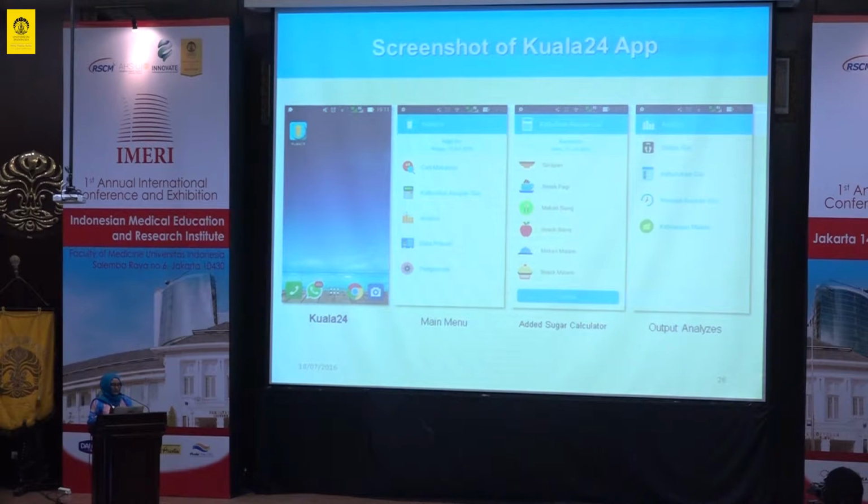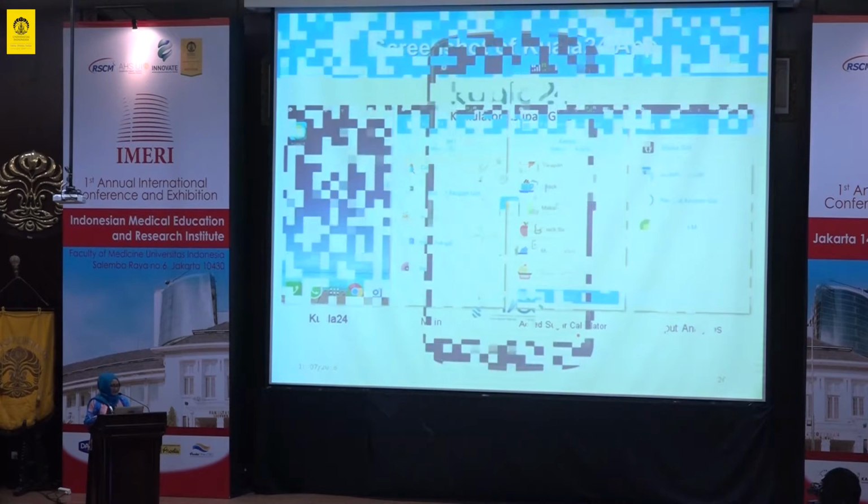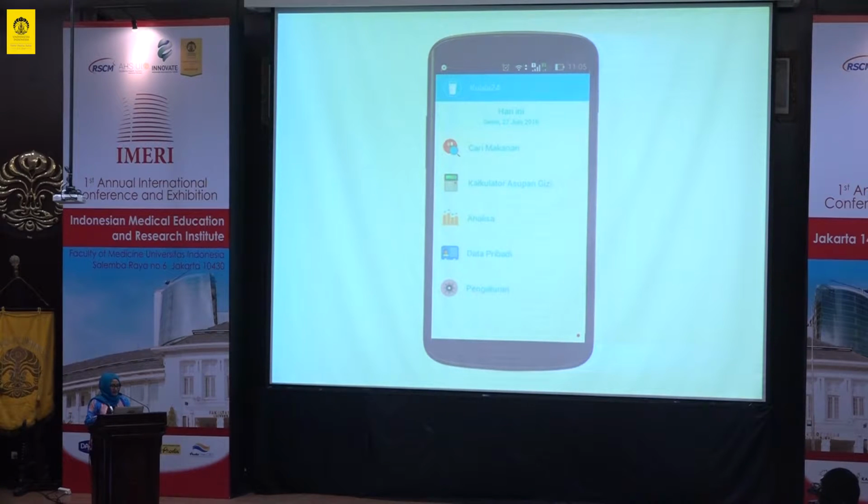So this is the screenshot of the KUALA 24 app. We can see here, if we want to see the energy or the carbohydrate composition of a food, we can just type the food that we want to see, then it will come out with information about that food. Then if we want to see the calculator of nutrition intake, then we click on this.